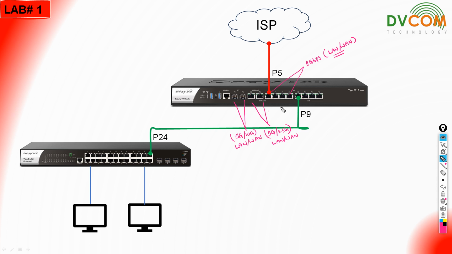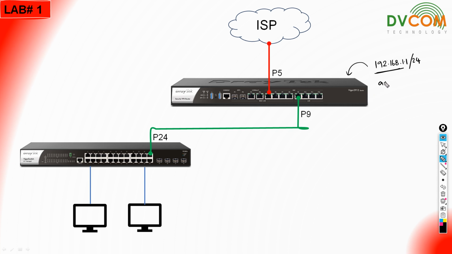So now let's go and access your Vigor 3912 router with the default IP. As you know, the default IP address is 192.168.1.1, which is /24. This is the default IP for your Vigor 3912 router. The default username is admin and the default password is admin. By default, DHCP is enabled for this subnet.